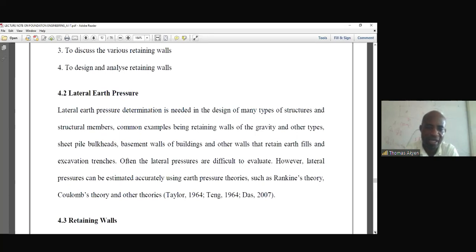However, lateral pressures can be estimated accurately using earth pressure theories, such as Rankine's theory, Coulomb's theory, and other theories. Taylor 1964, Tench 1964, and Das 2007. They all came out with investigations into how to investigate the performance of walls.